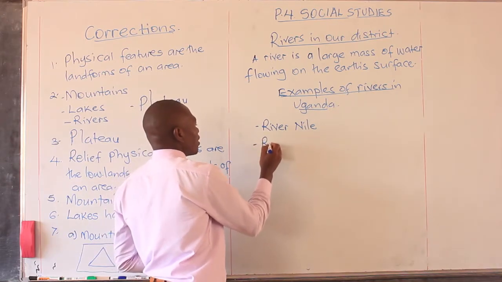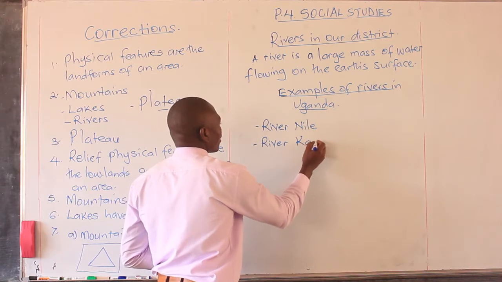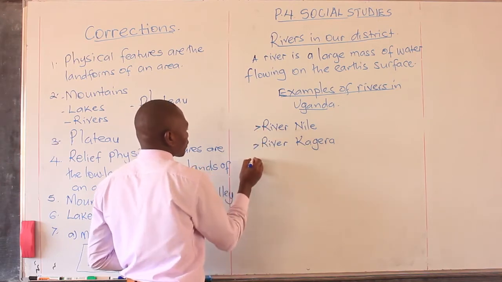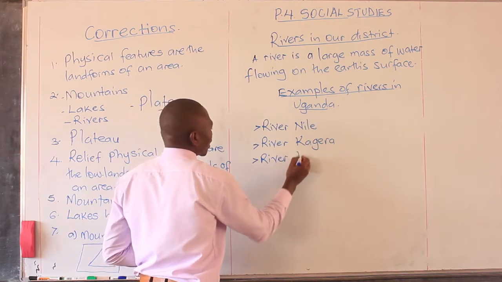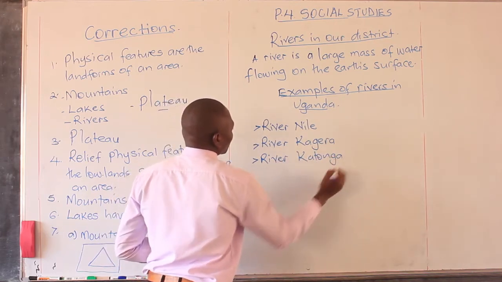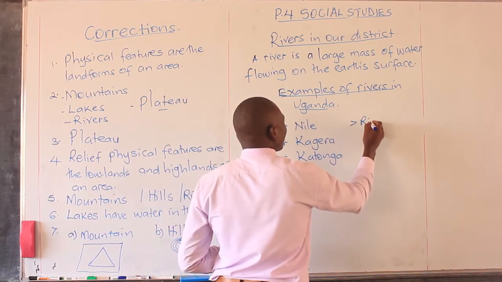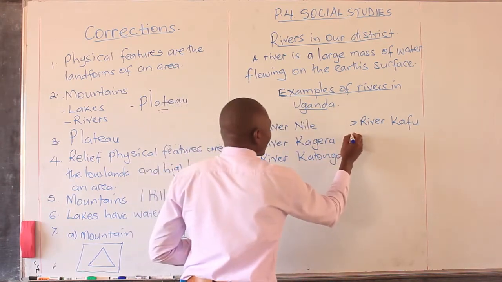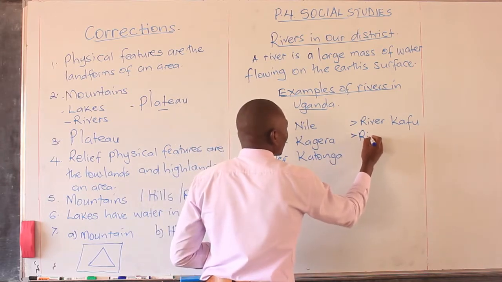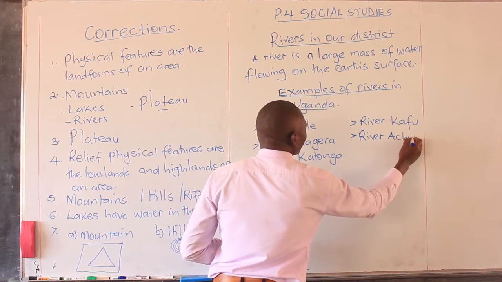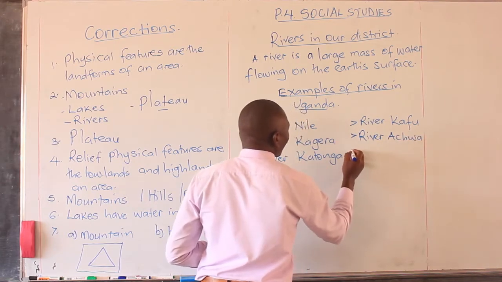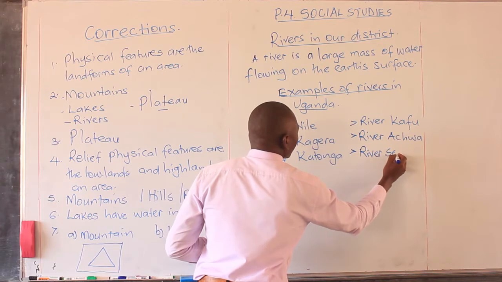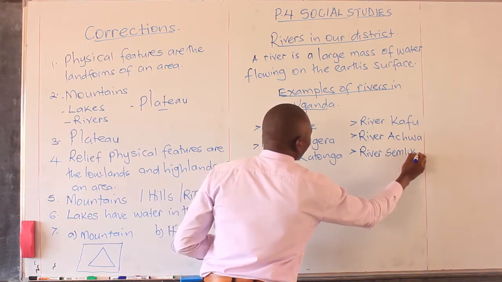The second one is River Kagera. We also have River Katonga. We also have River Kafu. Then we have River Achwa. Then we have River Semliki.